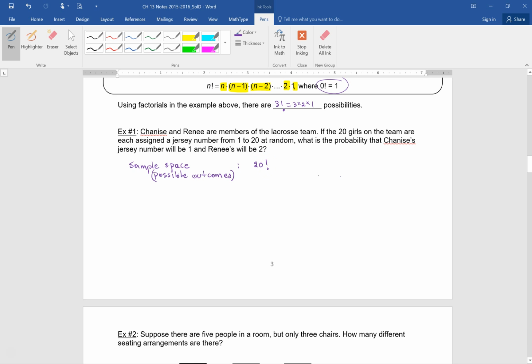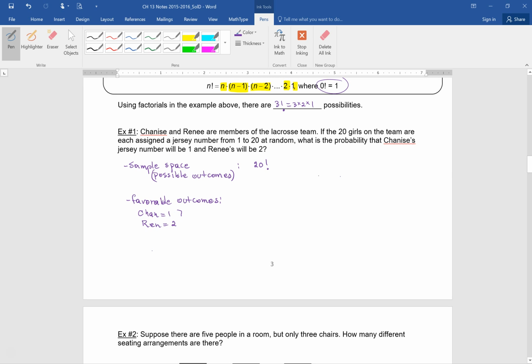Okay? Now, how many favorable outcomes do we have? A favorable outcome is a situation that agrees with you, right? It's a best case situation. All right. So what is it that we want here? We want Shanice to be 1 and Renee to be 2. That's our favorable outcome. All right.